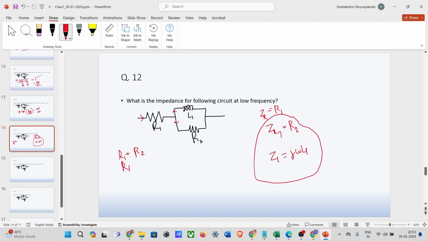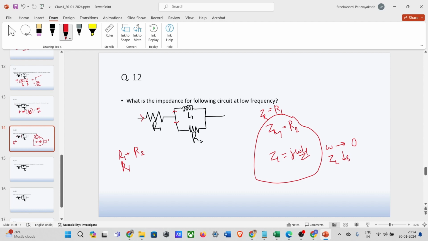For a very low frequency, what happens? Omega will be very small. So in the case where omega is becoming very small, or I can say omega tends to 0, at low frequency omega tends to 0. That's just a notation. What is happening? ZL is tending to a short circuit. ZL will keep decreasing.